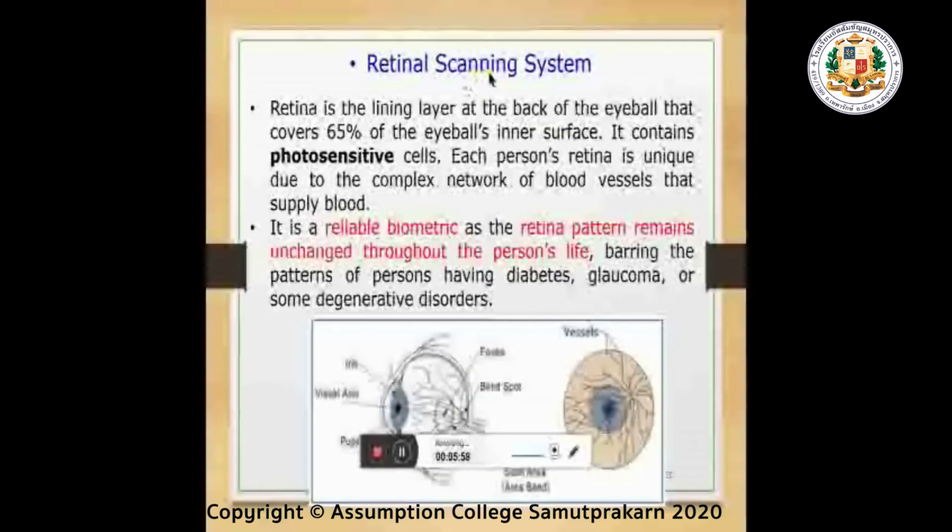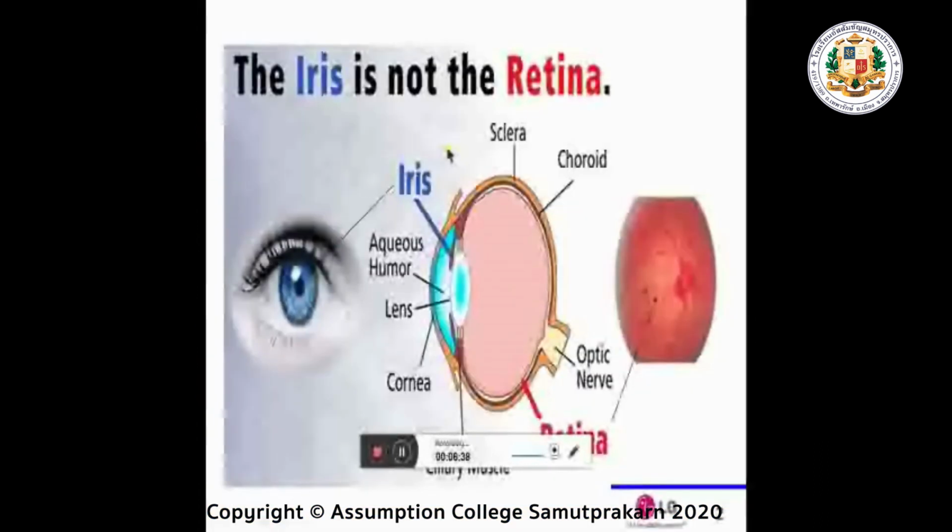Next, we have the retinal scanning system. The retina, part of our eye, has very thin photosensitive cells. Our retina also has retina patterns that never change throughout our lives. So the retina pattern will also be useful to identify a person. So here is the retina. It's in the back of our eye. You will see some nerve patterns. This pattern is used to recognize the identity of a person.